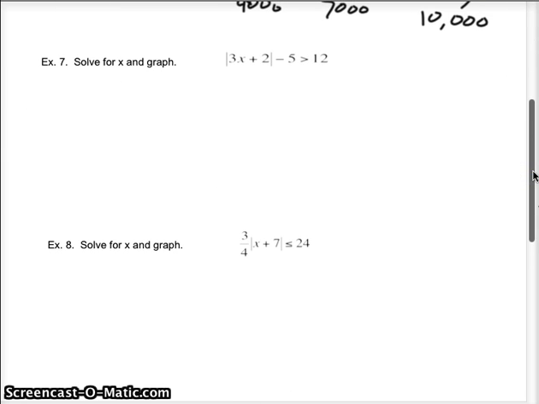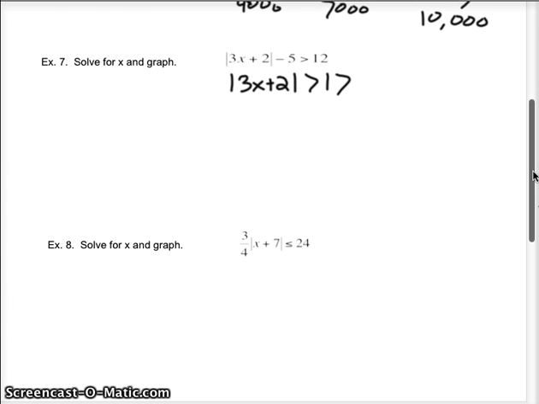Example 7. Now, just like the first time, when we're talking about these, the first thing we need to do is isolate the absolute value. So, how am I going to isolate it and get it by itself? Well, I'm going to start by adding 5 to both sides. So the absolute value of 3x plus 2 is greater than 17. I added the 5 to both sides.